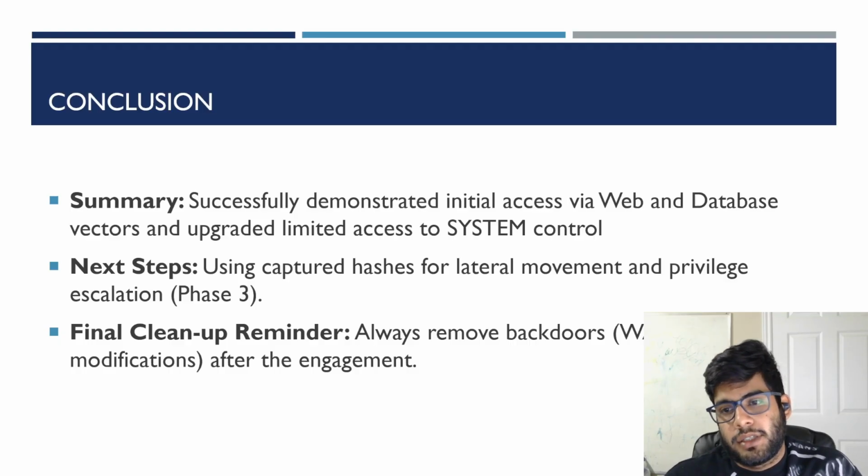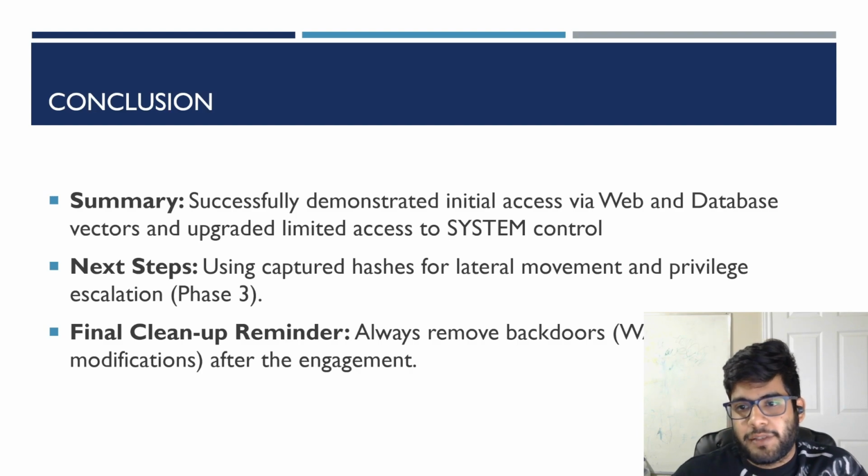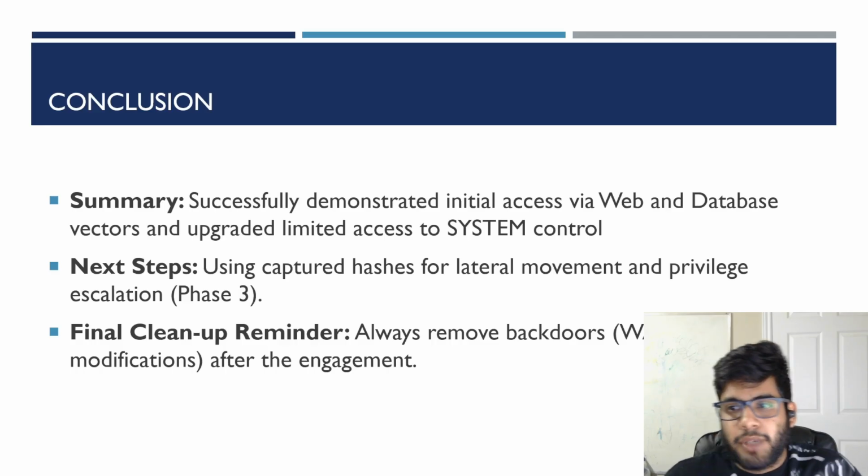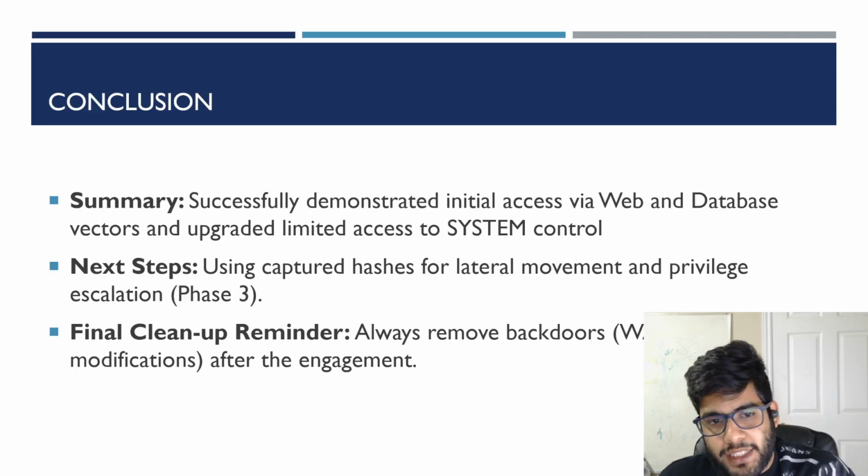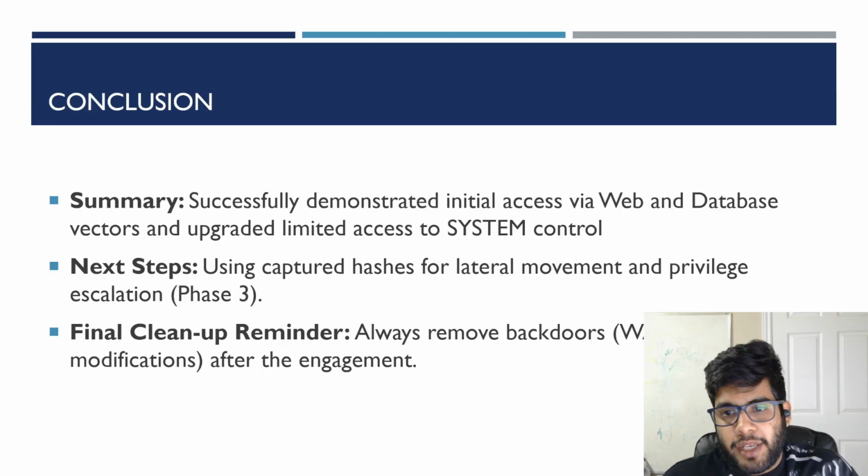So we have successfully turned a list of mistakes into real access. We have footholds and password hashes. The next phase is post exploitation, where we use these keys to take over the whole domain.